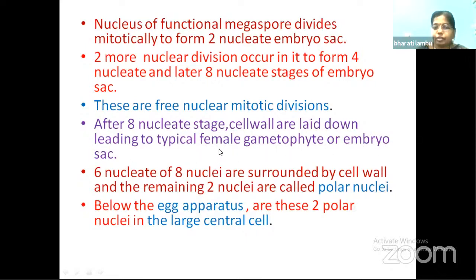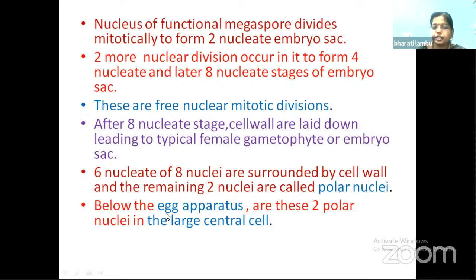So the female gametophyte or the embryo sac is ready for us now. Inside this embryo sac, how many nuclei are there? It has 8 nuclei. Out of these 8 nuclei, 6 are surrounded by cell wall and the remaining 2 nuclei, which do not have any cell wall, are called polar nuclei. Okay children, I'll repeat once again. Out of the 8 nuclei, 6 will have the cell wall and the remaining 2 will not have cell wall formation. They are called polar nuclei.